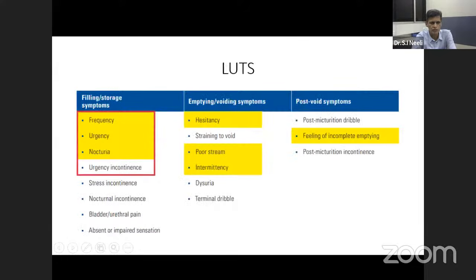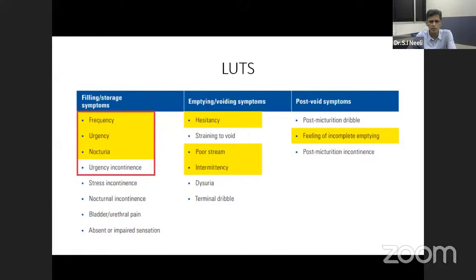So what are these symptoms? We have basically filling symptoms or storage symptoms, and emptying or voiding symptoms, and post-void symptoms. Among the filling symptoms include frequency of micturition, urgency, nocturia, urgency incontinence, stress incontinence, nocturnal incontinence, bladder or urethral pain, and absent or impaired sensation.